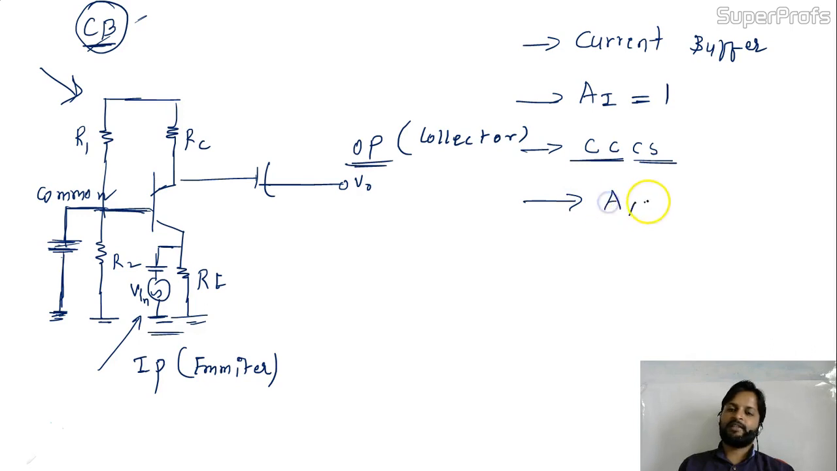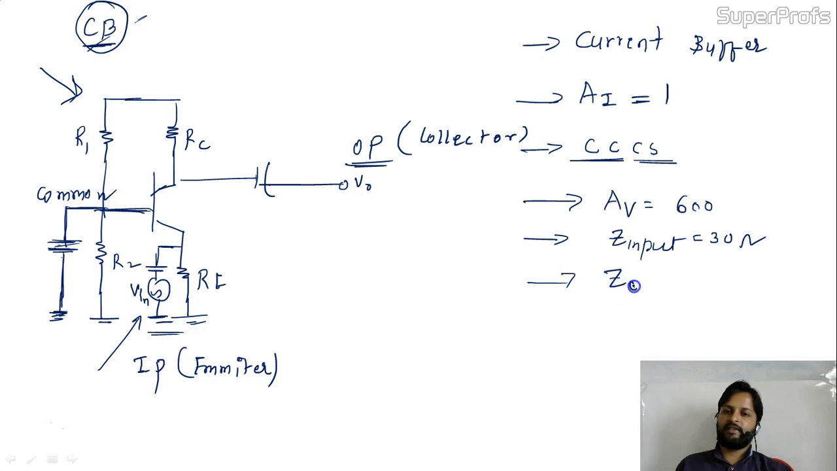Now the voltage gain is high, about 600, because current gain is 1, so voltage gain will be high. The next point: the impedance at the input stage will be about 30 ohm. Z at the output will be in mega ohms. The power gain AP is AI into AV. AI is 1, so it's nearly equivalent to AV. So these are the terms related to common base.